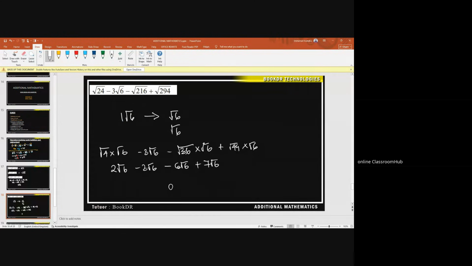Or better still, let me write it this way so that you understand. So we have 2 minus 3 minus 6 plus 7, all in a bracket, times root 6. Everything in the bracket will be 0. So 0 root 6, and 0 times any number is 0. So the final answer should be what? 0. Okay. Any question about that?